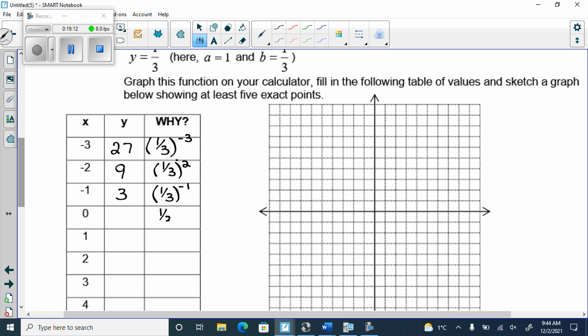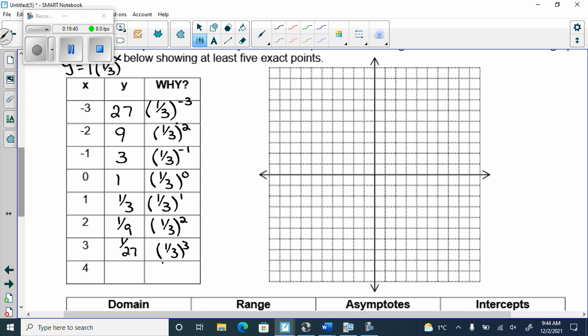(1/3) to the 0 is 1, which makes sense because this function is y equals 1 times (1/3) to the x. So my y-intercept would be at 1 still, right? No vertical stretch. And this one's (1/3) to the 1, which is a third. (1/3) to the 2, which is 1/9. (1/3) to the 3, which is 1/27. We're getting really small. (1/3) to the 4, I think is 1/81. That's what it is.